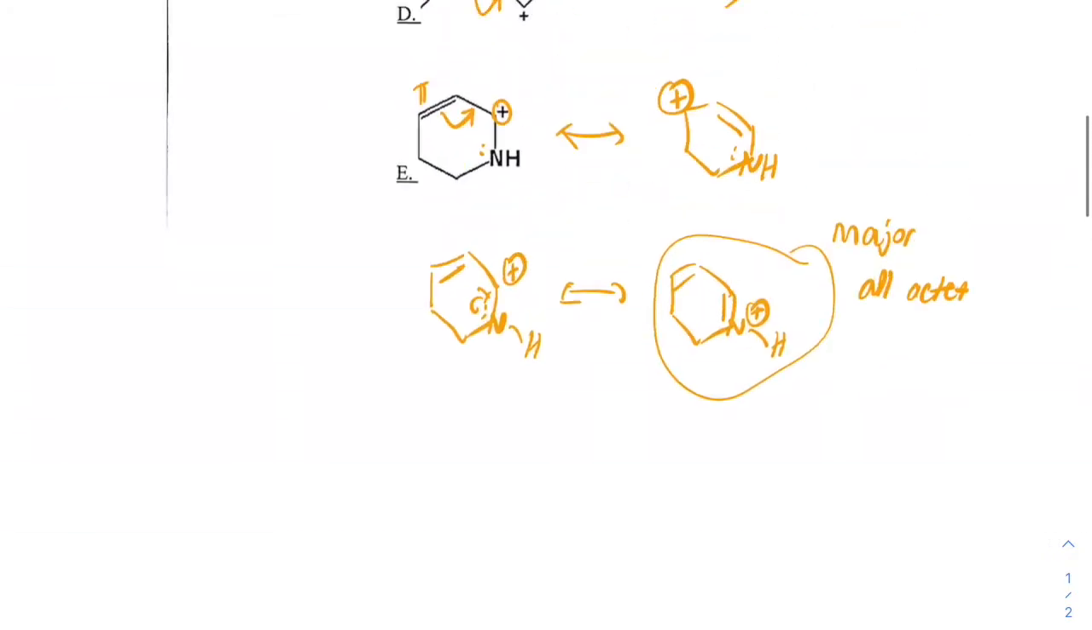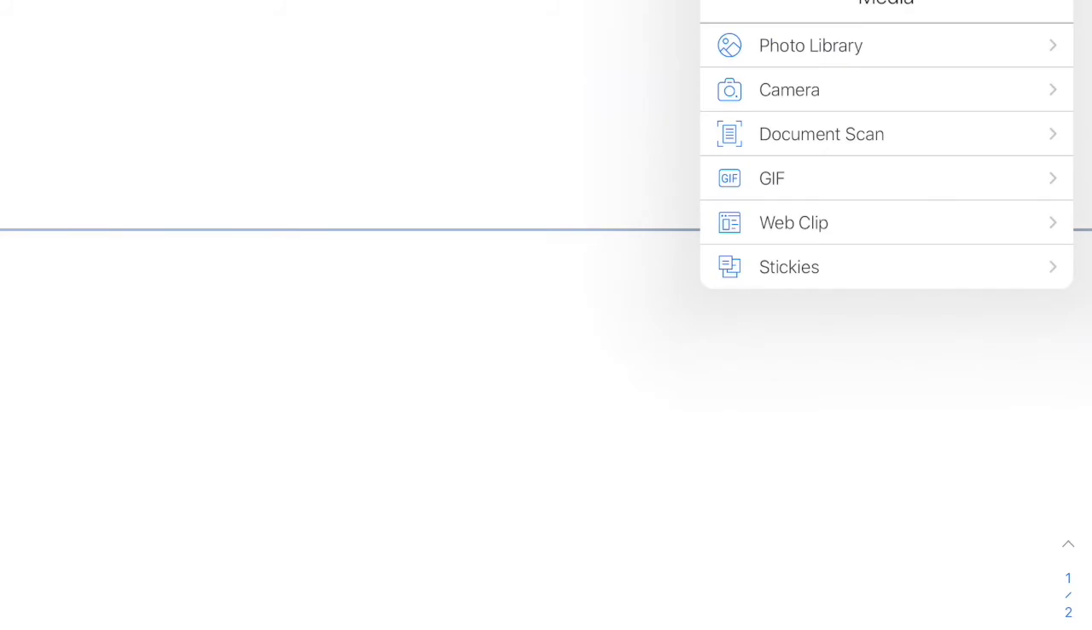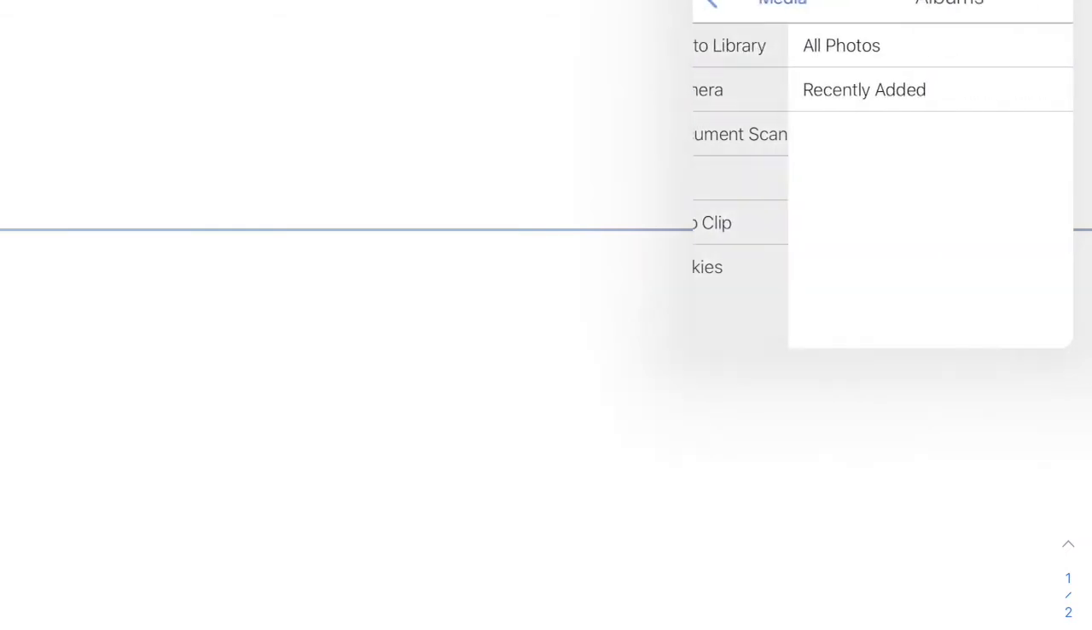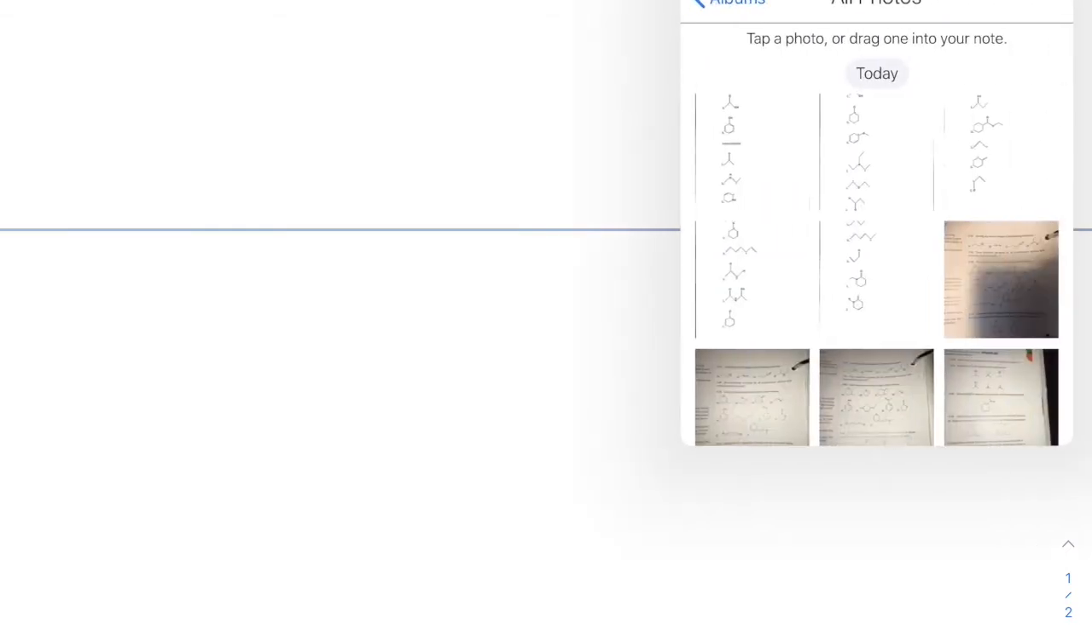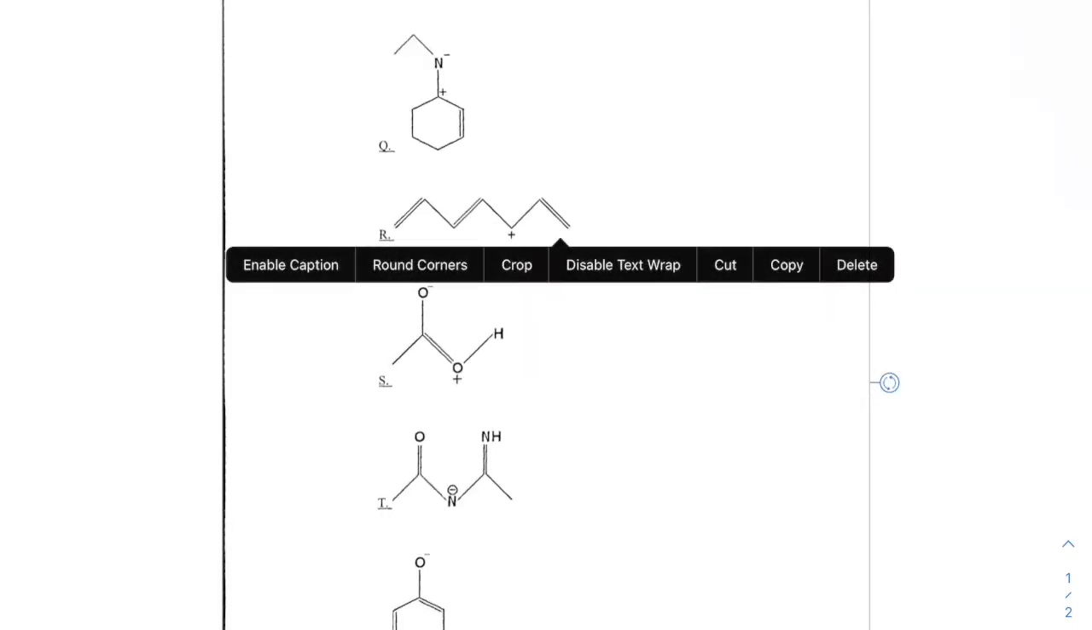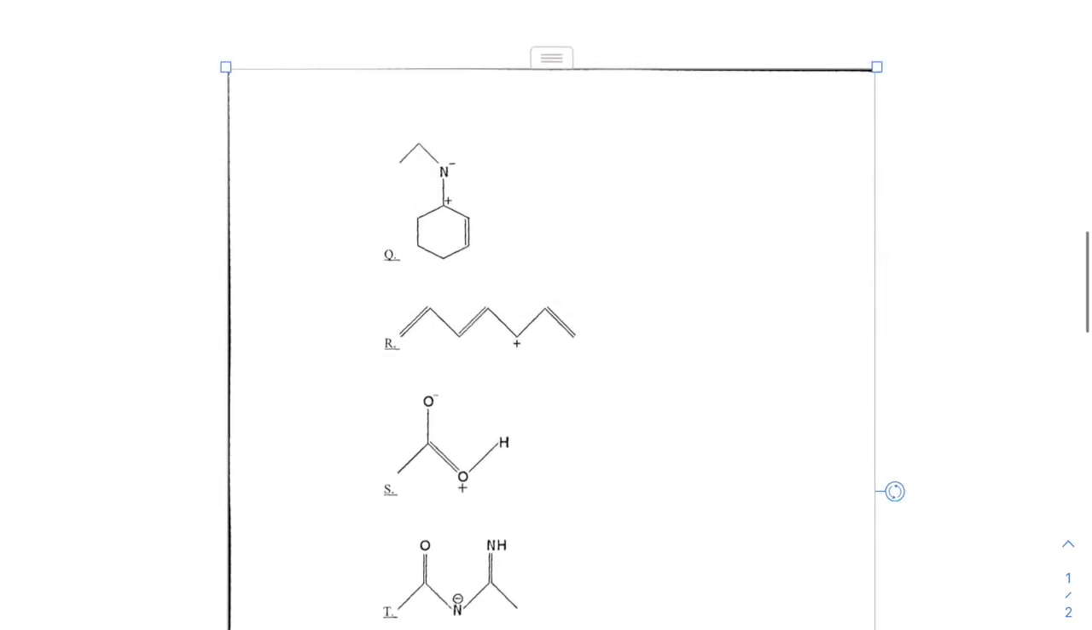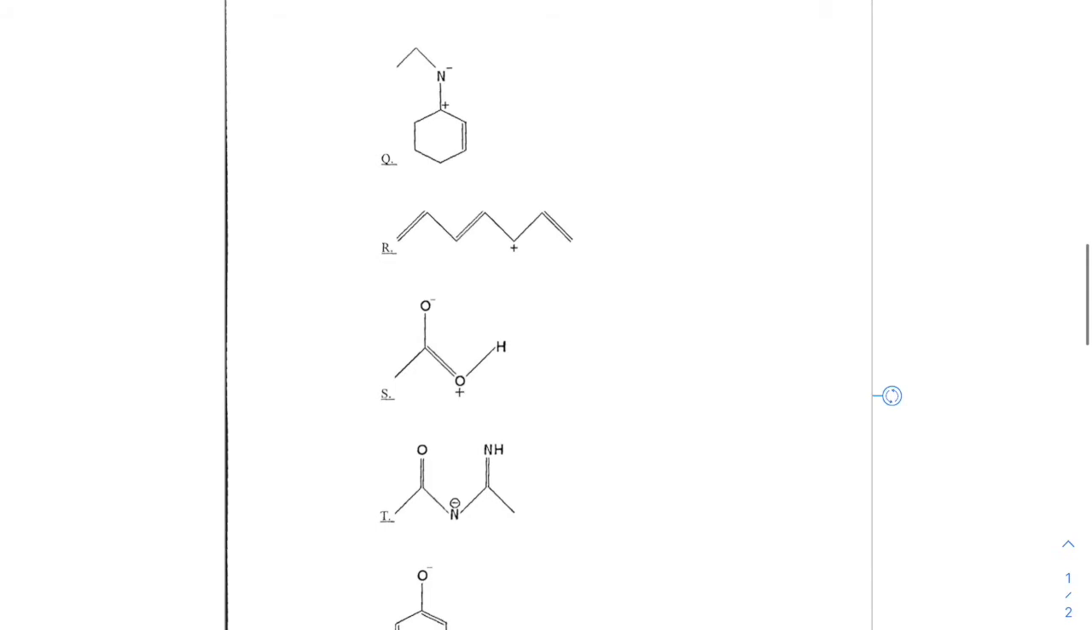Okay. All right, let's go to page 2 here, if I can find it. Okay, I didn't put it in, so let's go ahead and grab that. Oops. All right, so let's work on these now.